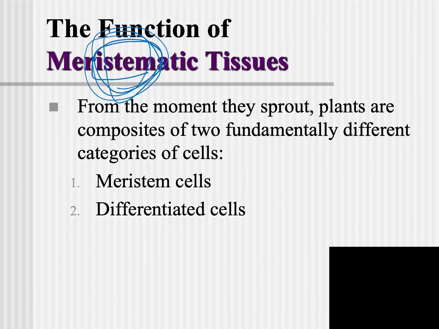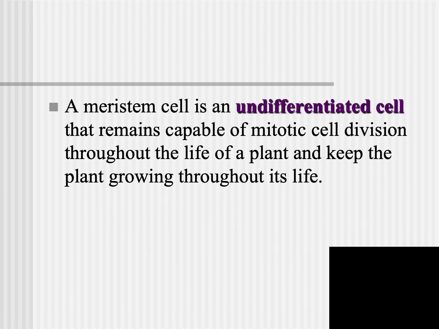You have the original meristem cells, and they give rise to differentiated cells. Some plants may have meristem cells growing throughout their entire life, but the meristem cells can also give rise to differentiated cells. So a meristem cell is like a generic cell. It's undifferentiated. It allows that plant to continuously grow through its entire lifetime.